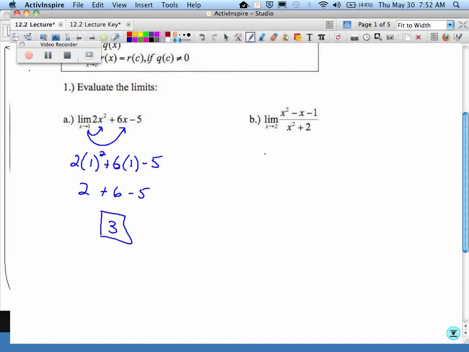So we don't have to worry about anything there. So we're going to put a 2 up top. Minus 2 minus 1 all over 2 squared plus 2. So you have 4 minus 3, which would be 1. And on the bottom, it looks like 4 plus 2, which is 6, right?